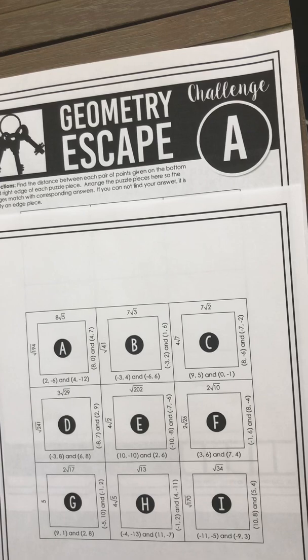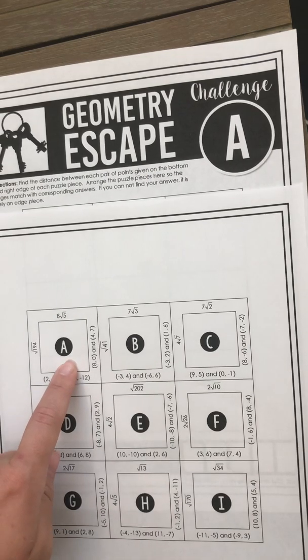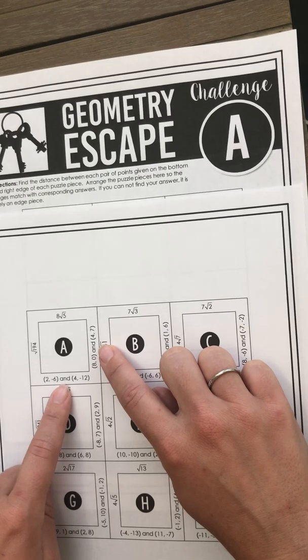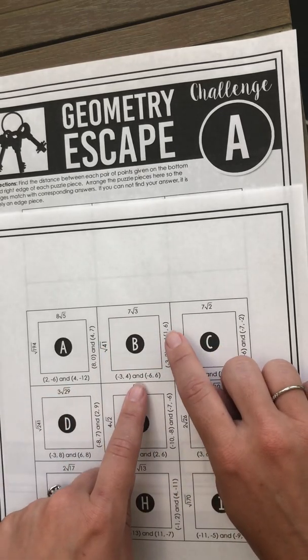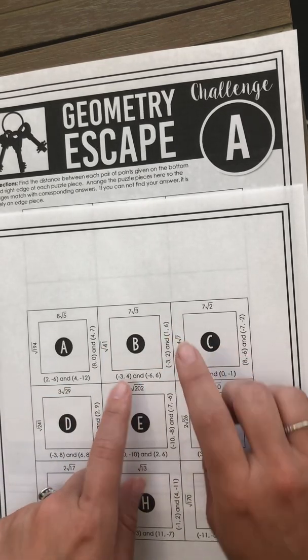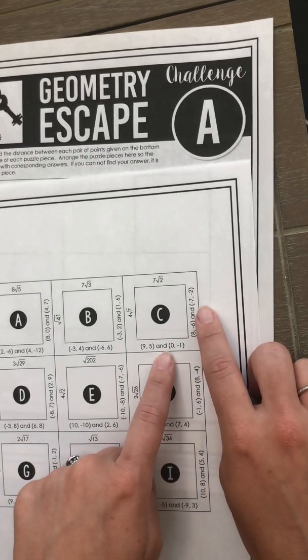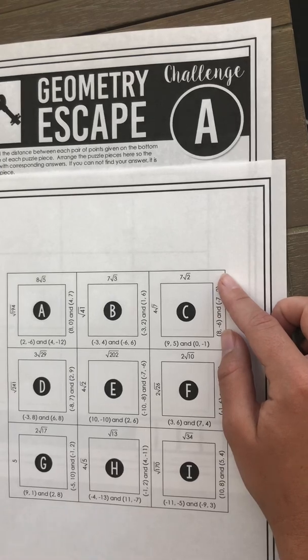The directions say that you need to find the distance between each pair of points given on each edge of the puzzle piece. So if you look at A right here, these are your directions. This would be one problem, and here's another problem. Okay, move over to B. This is one problem, here's another problem. So there's a few problems in each. Here's another two problems.